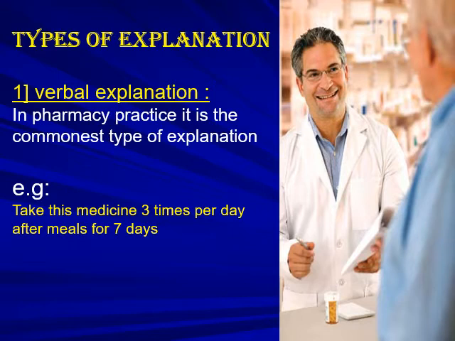So we have many types of explanation. First of all, verbal explanation. Verbal explanation in pharmacy practice, it is the commonest type of explanation. For example, أول ما الصيدلي يعطي المريض الدواء take this medicine 3 times per day after meals for 7 days. This is an example of verbal explanation.